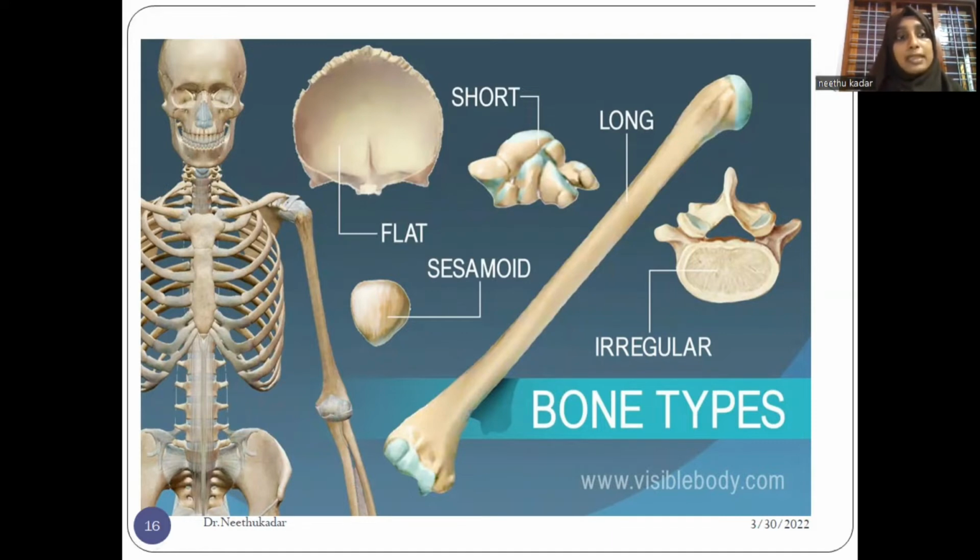The flat bones are, for example, the bones of the roof of the skull, which comprises parietal, frontal, temporal, occipital bones. They contain a thin layer of spongy bone and upper and lower layers of compact bone. So this is a flat bone.